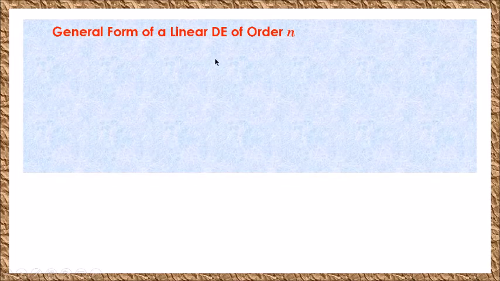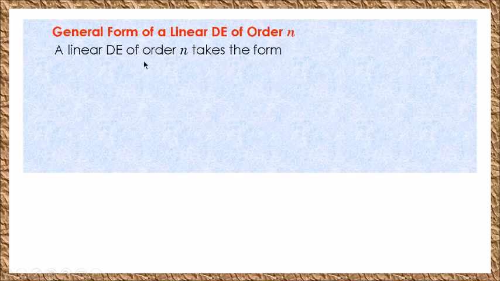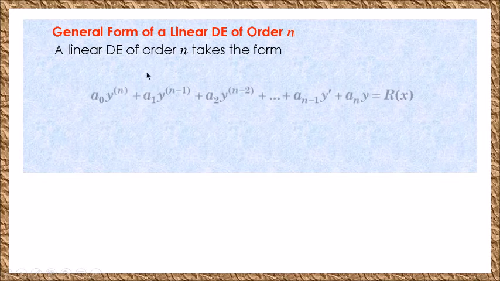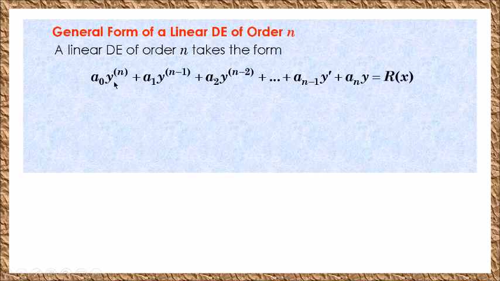General form of a linear differential equation of order n. A linear differential equation of order n takes the form a sub 0 nth derivative of y with respect to x plus a sub 1 derivative of y with respect to x of order n minus 1, all the way to a sub n minus 1 y prime plus a sub n y equals r of x.